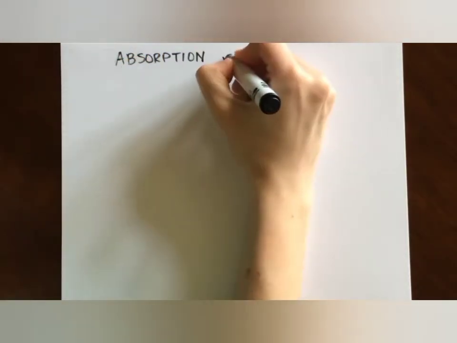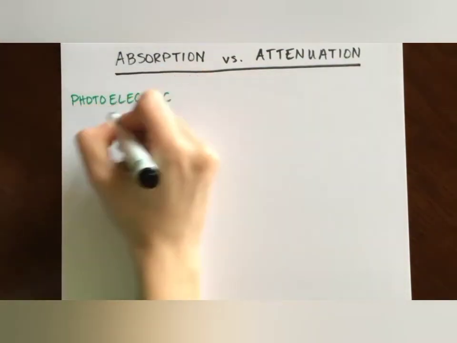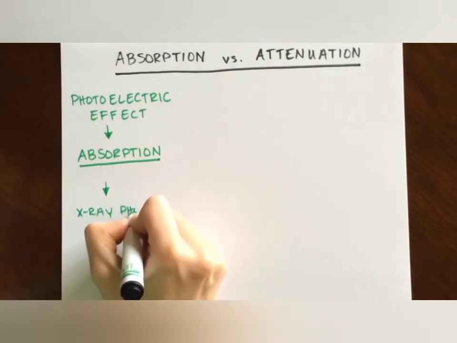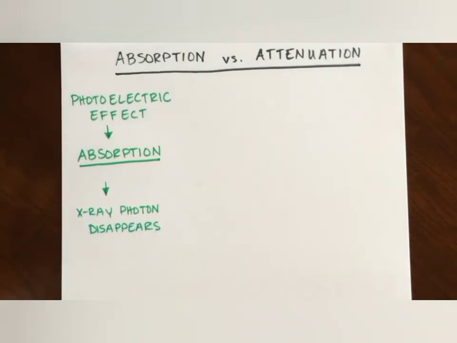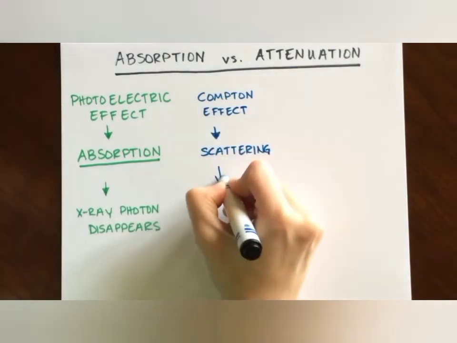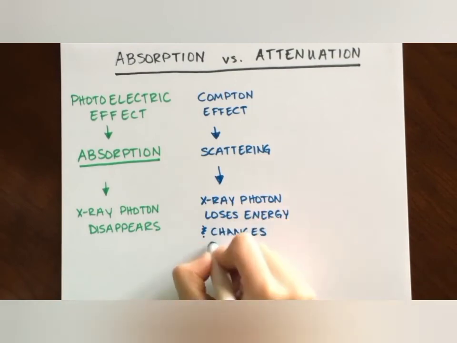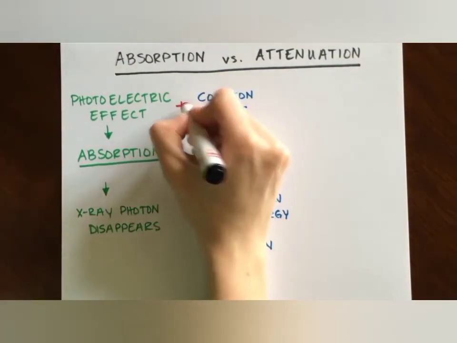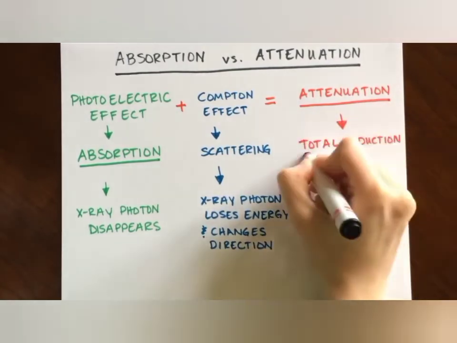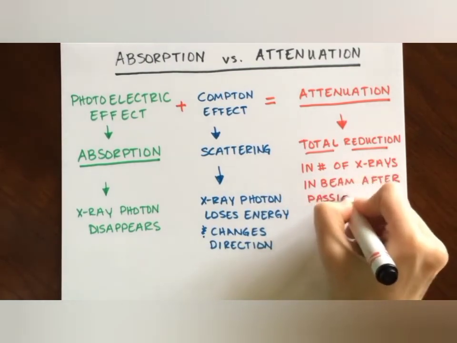Finally, we need to discuss the difference between two terms, absorption and attenuation. With absorption, it is considered an all or none process. Either the X-ray is absorbed and disappears, or it doesn't. If an X-ray is partially absorbed, it is considered a scattering interaction, since the X-ray photon emerges with less energy and in a different direction. Attenuation is the product of absorption and scattering. It is the total reduction in the number of X-ray photons remaining in the beam after passing through a given thickness of tissue.